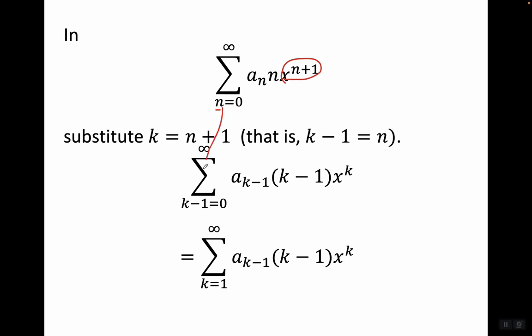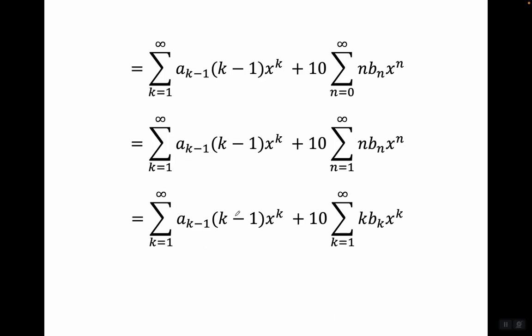So the n becomes a k minus 1 here. This n becomes a k minus 1. This n becomes a k minus 1. This n plus 1 becomes a k. Now, k minus 1 equals 0. That's the same thing as k equals 1. So we have the sum as k goes from 1 to infinity of a sub k minus 1 times x to the k.